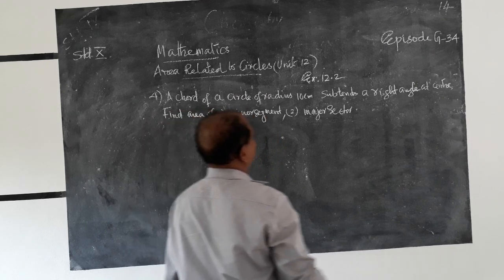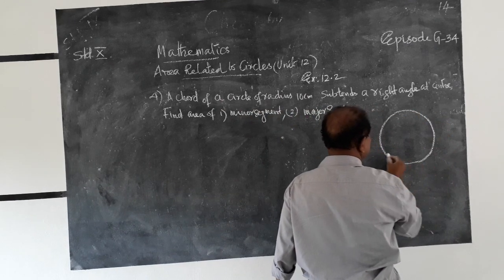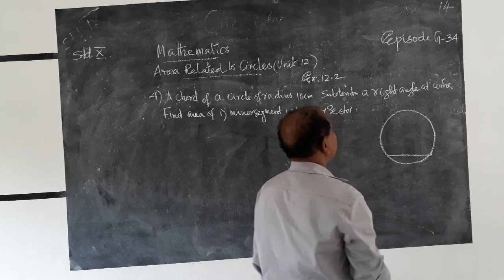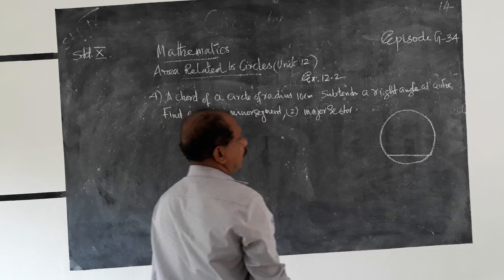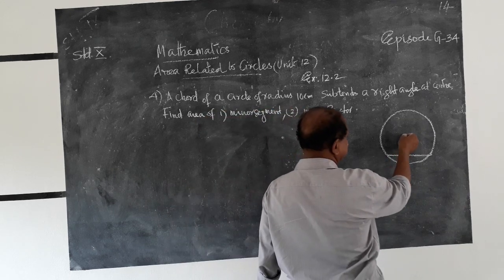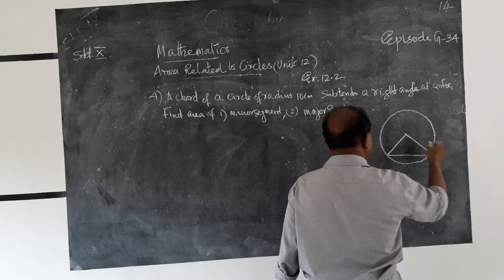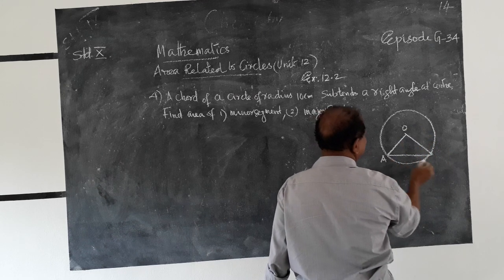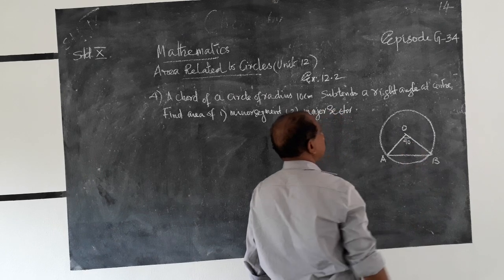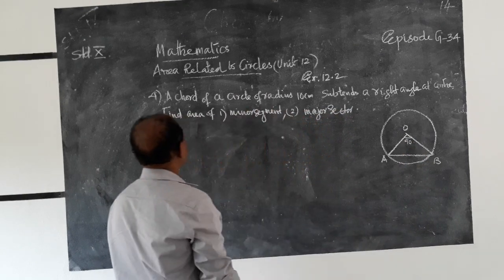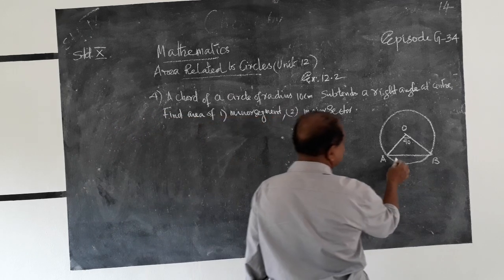This one, a chord of a circle. This is the chord. Something there, right angle. O, A, B. This angle is 90 degrees. Find the area of the minor segment, that is this segment.